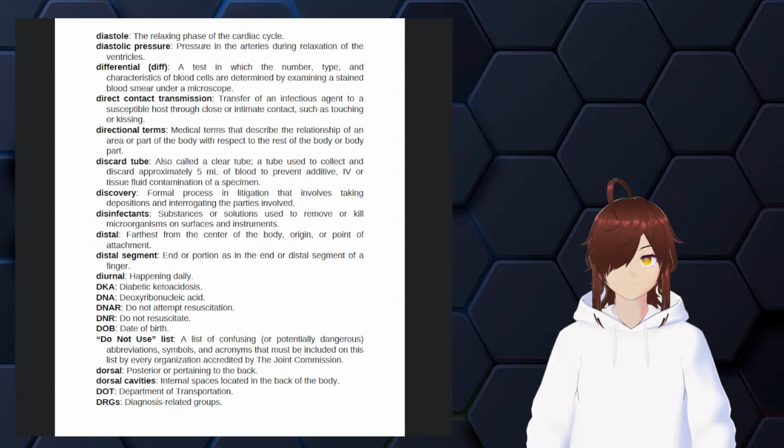Direct contact transmission, transfer of an infectious agent to a susceptible host through close or intimate contact, such as touching or kissing. Directional terms, medical terms that describe the relationship of an area or part of the body with respect to the rest of the body or body part.